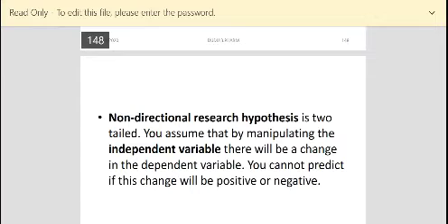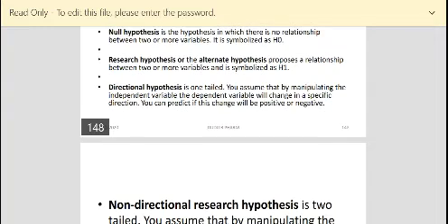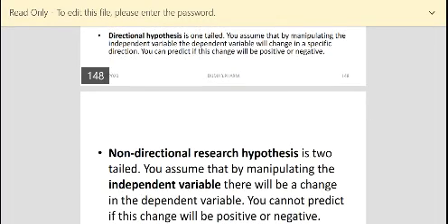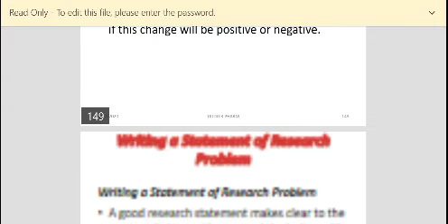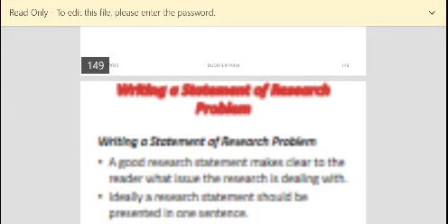A non-directional research hypothesis is two-tailed. You assume that by manipulating the independent variable, there will be a change in the dependent variable. You cannot predict if the change will be positive or negative. But in the directional one, you can predict if the change is positive or negative.